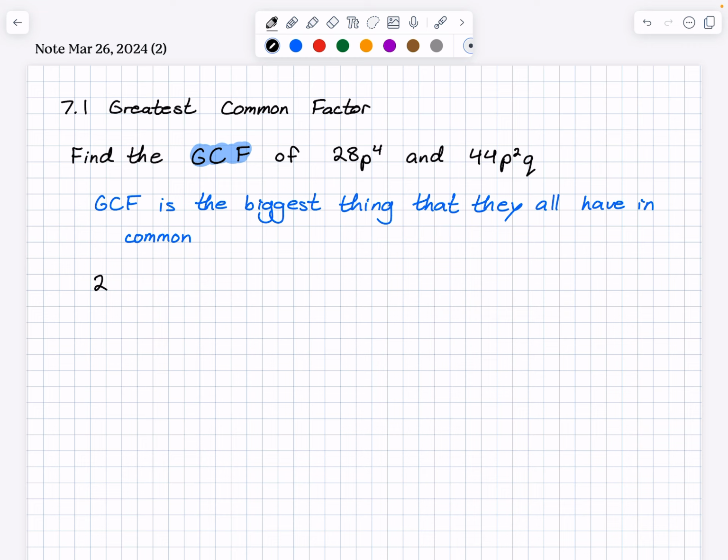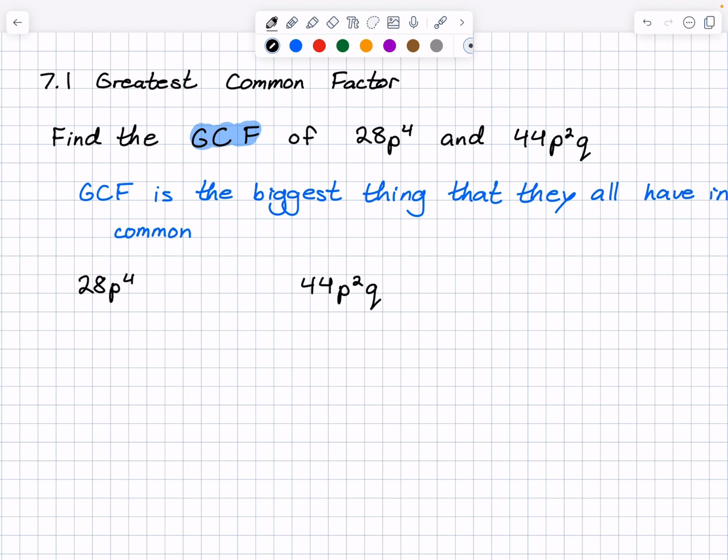So we've got 28p to the fourth, and then we've got 44p squared q. Now I'm going to give you an overview, and then we'll go through exactly how to solve it. The first thing I do is I think about what do they have in common? What are they both divisible by? I might start by saying, well, they're both even numbers, which means they're definitely both divisible by 2. So my GCF probably has a 2 in it.